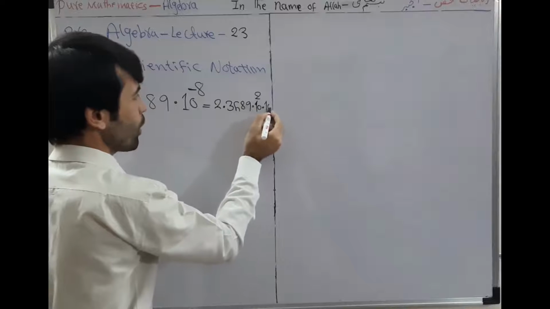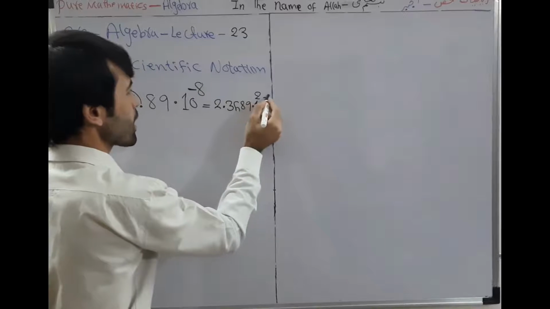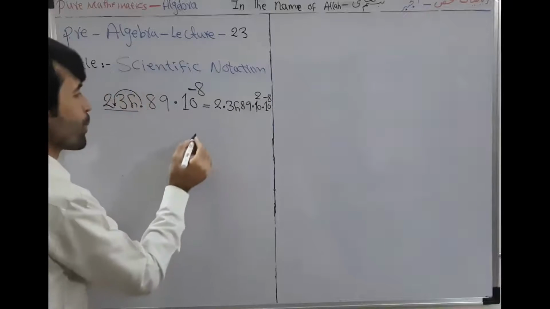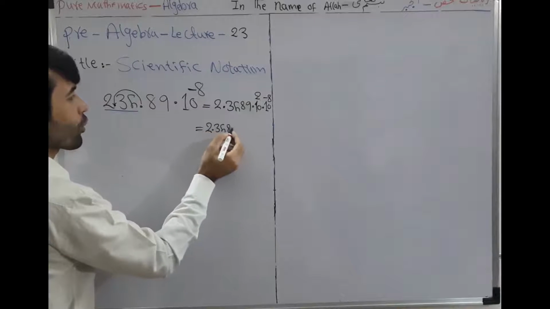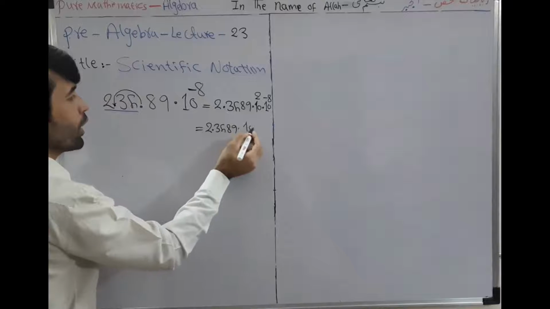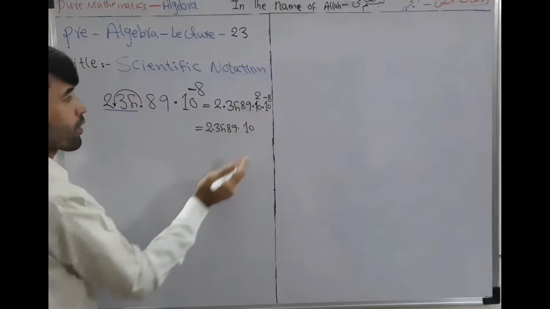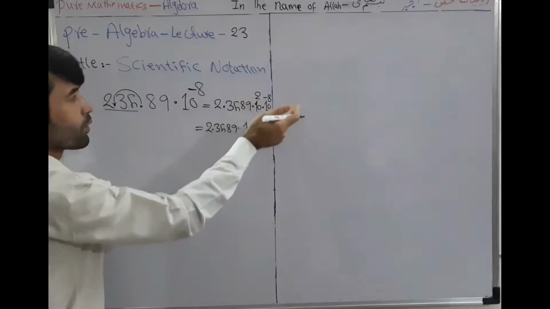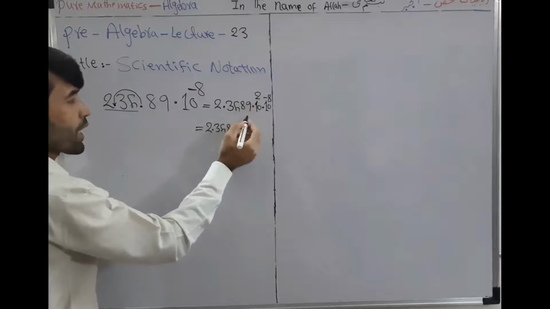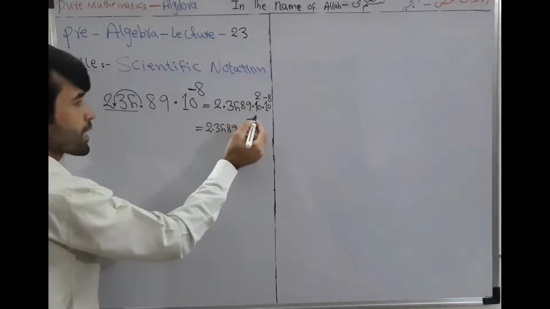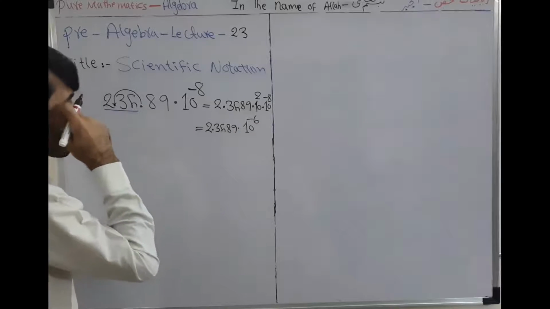Multiply by 10 to the power minus 8. It is equal to 2.3589 multiplied by 10. The bases are equal, then we add the exponents. Plus 2 minus 8, minus 6. It is the answer of this question.